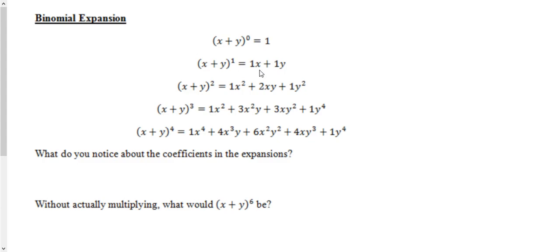Here's binomial expansion. It basically uses Pascal's triangle. Binomial expansion is just a fancy way of saying multiply out. The first one here we've done in previous math. Anything exponent 0 is always 1.